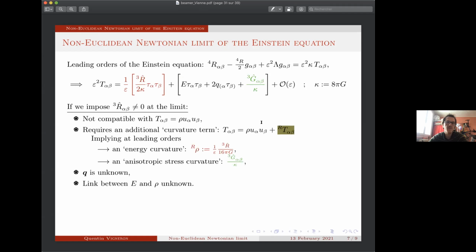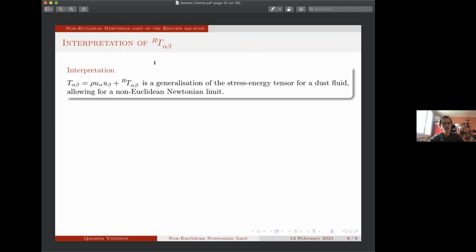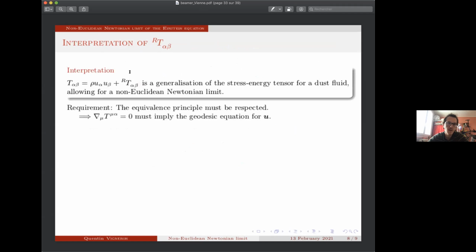So we can follow this line of interpretation by saying that adding this term in the dust stress energy tensor corresponds to a generalization of the stress energy tensor for a dust fluid, which in particular allows for a non-Euclidean Newtonian limit. If we follow this interpretation, then the fluid, which is given by the 4-velocity u, needs to be geodesic, because it's called a dust fluid, which needs to be implied by this conservation equation, even with this second term.